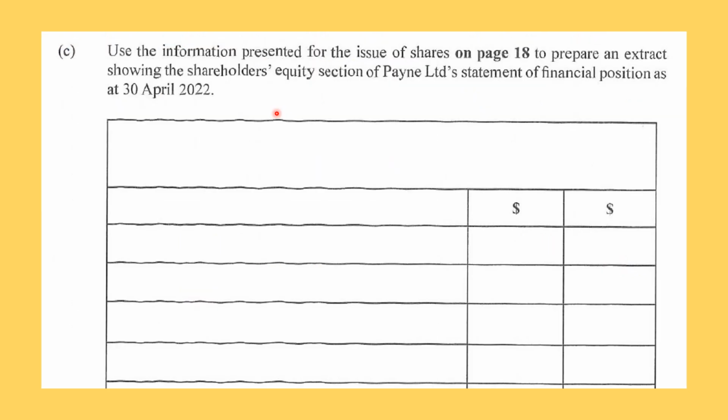Of Payne Limited, Statement of Financial Position as at 30th April 2022. So it's only a section they are asking for, and a statement of financial position is also known as a balance sheet. Now they would have given you a sheet like this to write up your answer on. You have prepared an answer, so let's take a look at what that would look like.